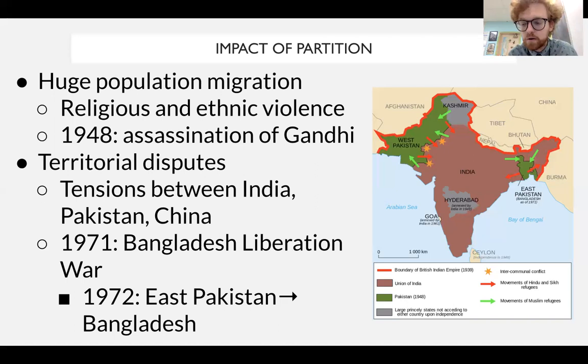There's also going to be territorial disputes over East Pakistan down here. A group of people known as the Bengalis, an ethnic group that lives in this region, they're going to say, we don't want to be ruled over by West Pakistanis. So they're going to form their own country, which is going to become Bangladesh as a result of the Bangladesh Liberation War. So by 1972, we have Bangladesh as an independent country.